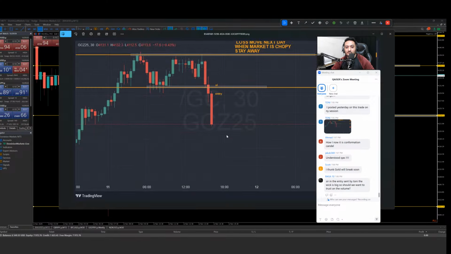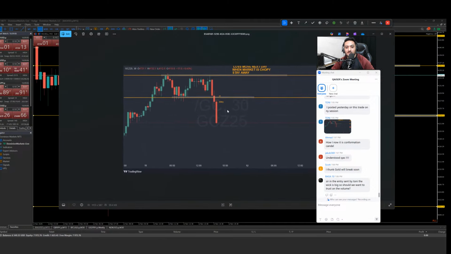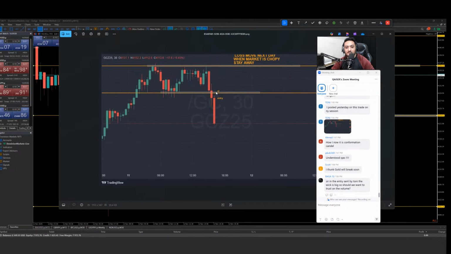Sir, in the entry sent by Tony, the wick is big, so should we trust the volume? This one, the wick is big, so he placed the SL within the range somewhere here, and maybe once the market went in his favor, he definitely moved his stop loss above the current candle high. And once it went this much in his favor, he secured some position, bringing stop loss to break even. Must be doing something like that.